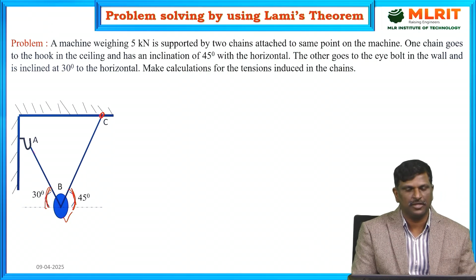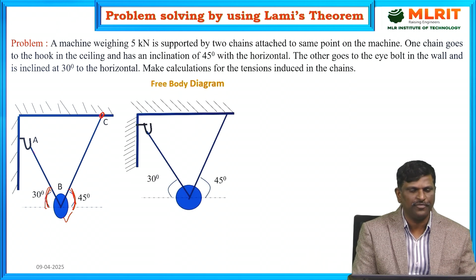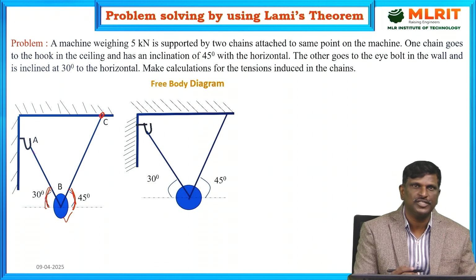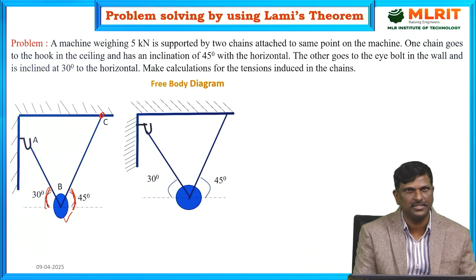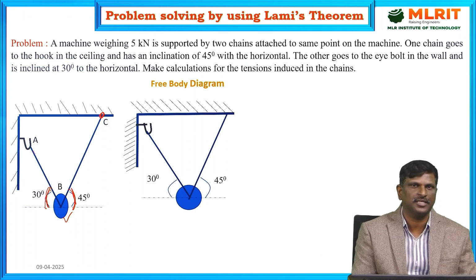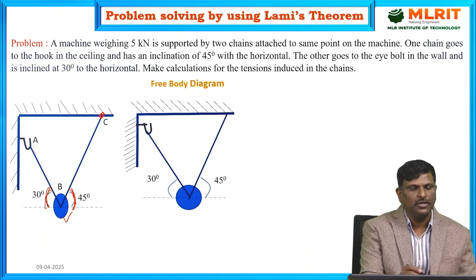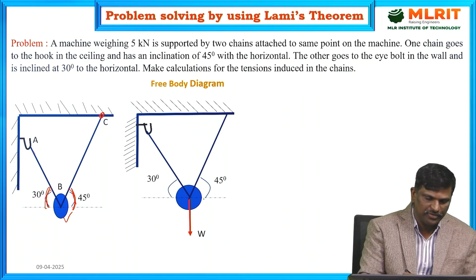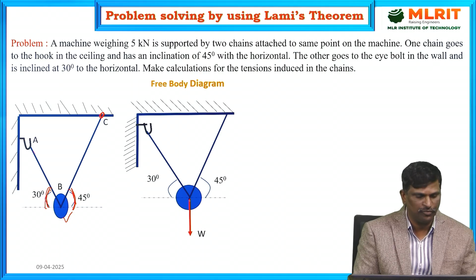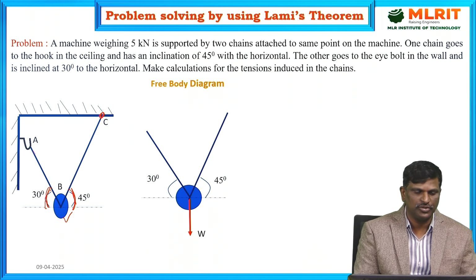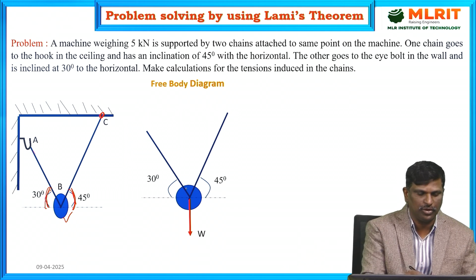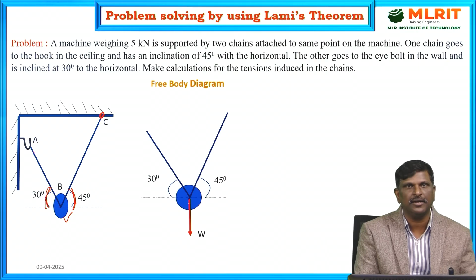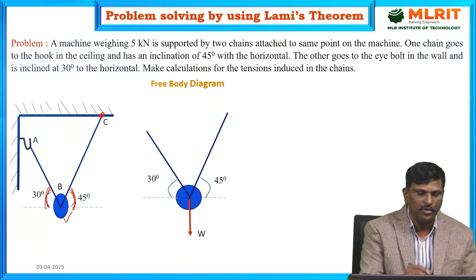Now, let us draw the free body diagram for this problem. The free body diagram consists of or shows only forces: the support reactions, induced forces, internal forces, self weights, and all external and internal forces. So, to draw the free body diagram, remove the supports, remove the wall. The weight of the body always acts vertically downwards, weight of the body is 5 kilonewtons here. Now, remove the supports. If you remove the supports, it is not possible to keep the body in this position.